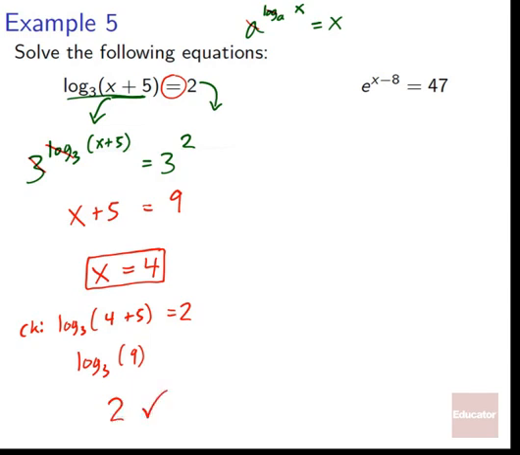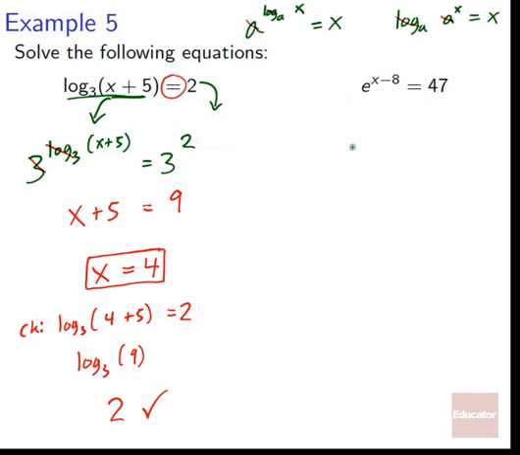Great. e to the x minus 8 equals 47. So to do this one, we remember that log base a of a to the x equals x. So a log and an exponent, as long as they're both the same base, also cancel out. So what is the base for e? That's natural log, ln. We could also do log base e, but normally it's done as ln.